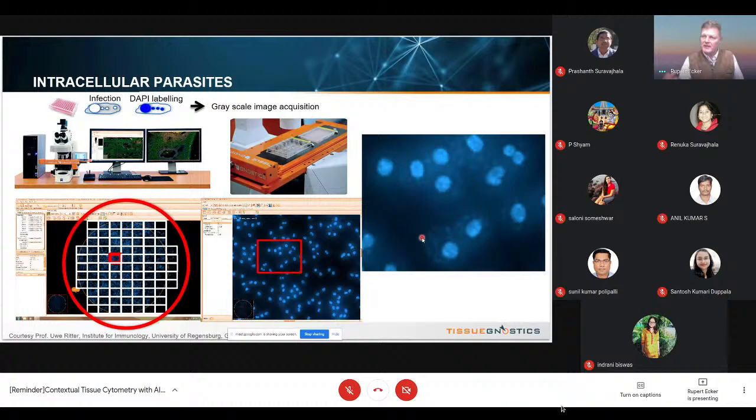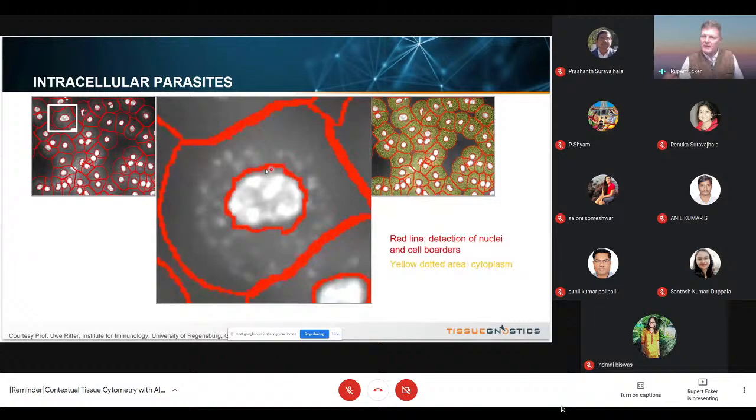Now, we first used the DAPI stain, the nuclear signal of the macrophages, to identify all the macrophages. And then, for each macrophage, we generate a so-called ring mask around the nucleus, which we see here. This is done for all the cells. And inside this ring mask, we look for smaller dots, for the nuclei of the parasites.